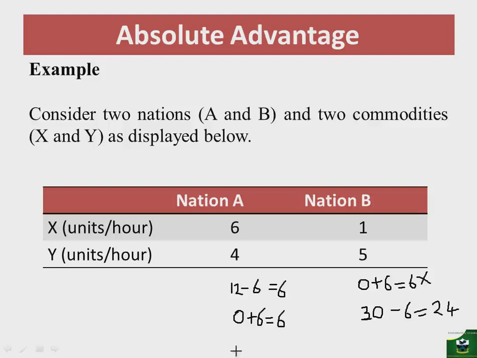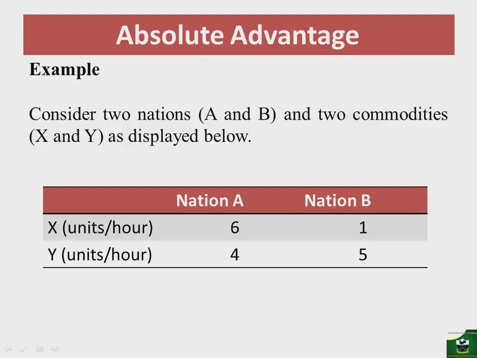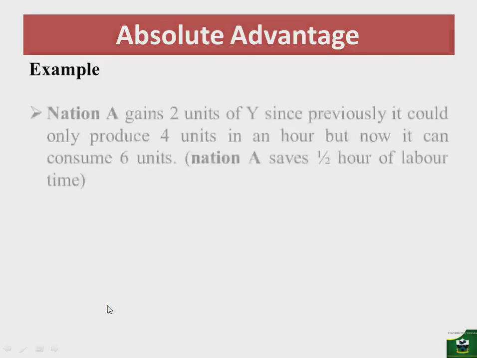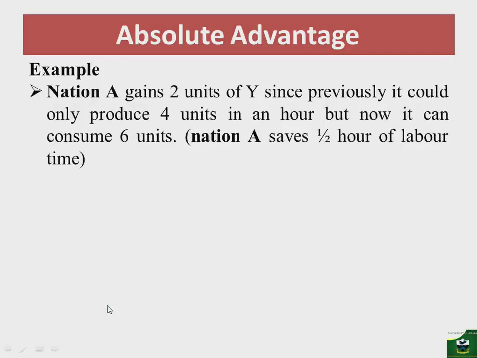And given this, then we can simply look at the analysis that nation A gains 2 units of Y, since previously it could only produce 4 units. Now, given that it is consuming 6 units because it has exchanged its 6 X to gain 6 Y, the extra 2 becomes the gain for nation A. In other words, nation A will save half an hour of labor.